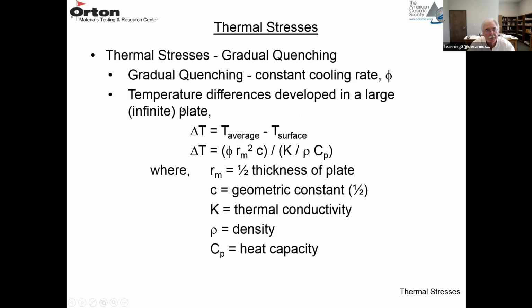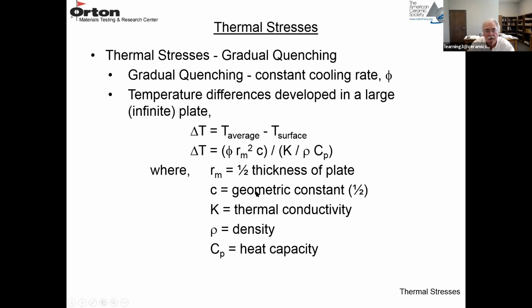So for, again, gradual quenching at a constant cooling rate, the temperature difference that is developed in this plate, delta T, is given by this equation. So we said delta T is the average minus the surface temperature. So delta T is a function of the cooling rate. It's a function of the sample dimensions. Rm is half the thickness of the plate, so Rm squared.